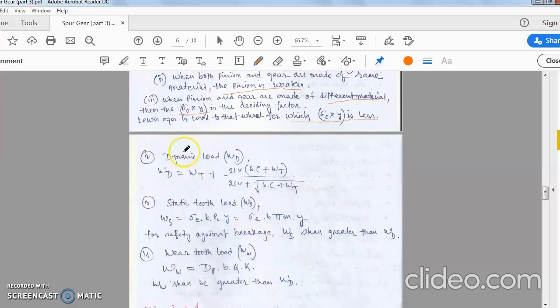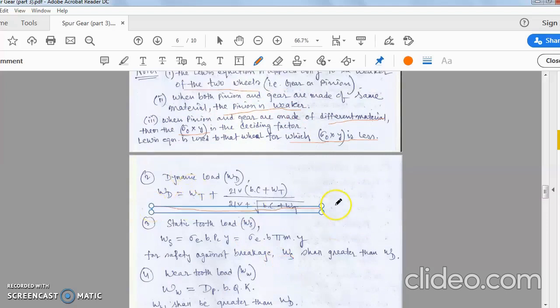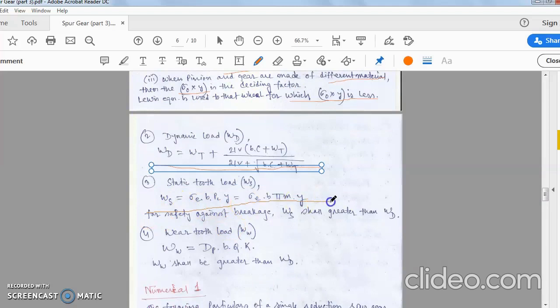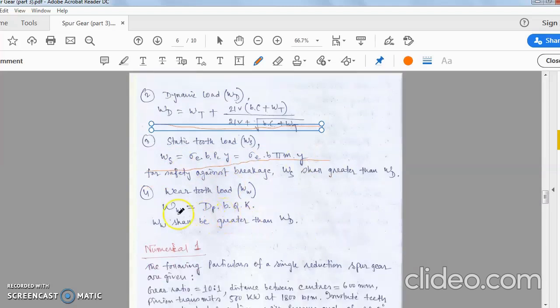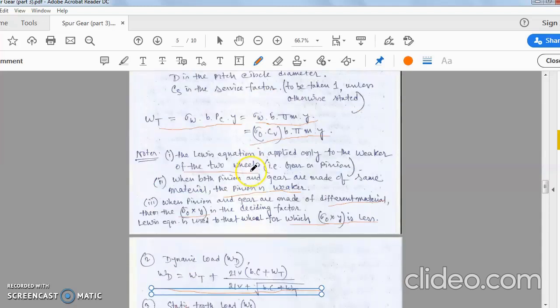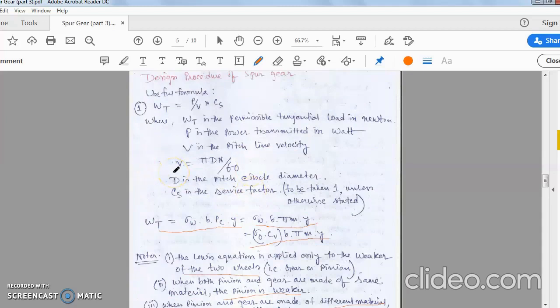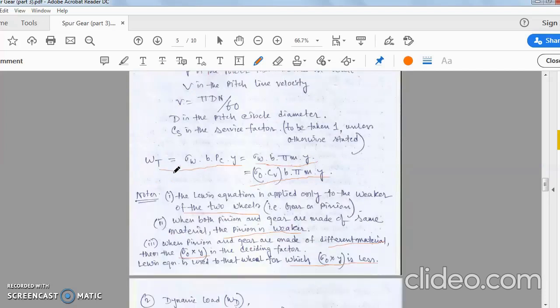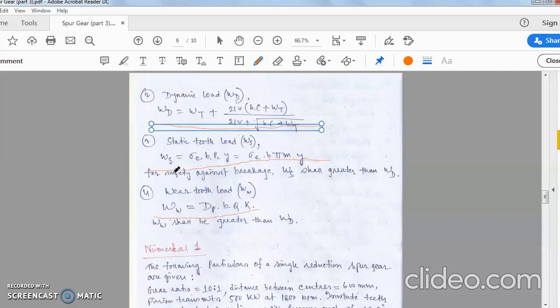Now, dynamic load WD, this is the expression I have already told. Static tooth load, this is the expression that you already know. Now wear tooth load WW equal to, this is the expression that I have already told you. So, these are all the primary relations for solving gear tooth design numericals. All these mathematical formulas you will have to remember. Not only that, there are several other factors like CV. CV is 3 by 3 plus B, 6 by 6 plus B. These are the conditions that you will have to remember, the value of CV.